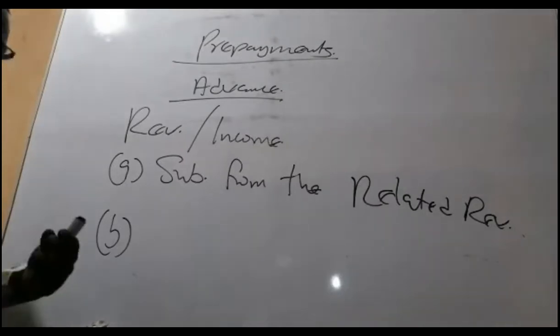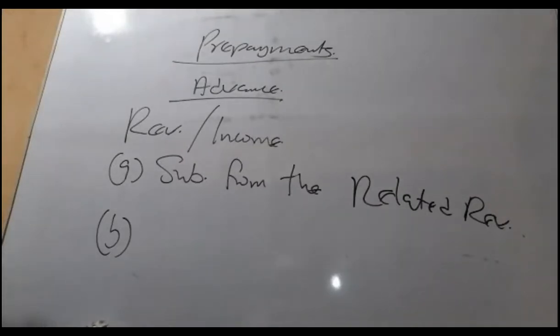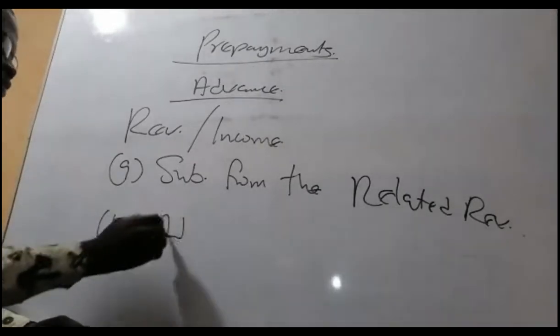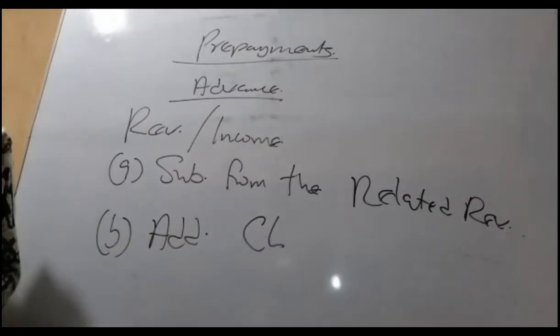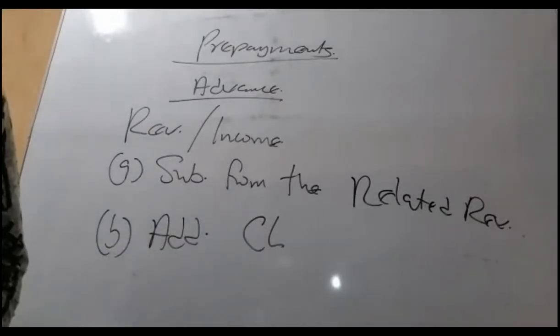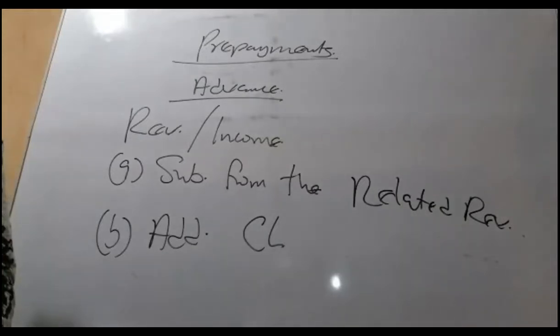So it's an asset to that company, but it's a liability to you. So add it to your current liability. Why? Because you are owing someone a service to be performed. So that is it. Good news.